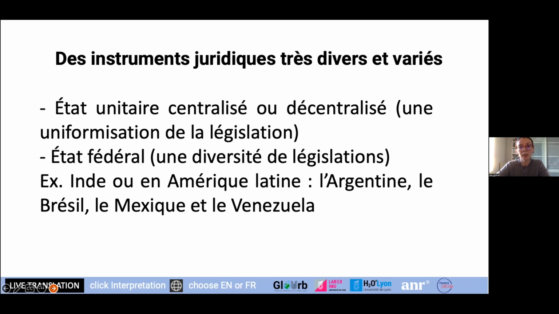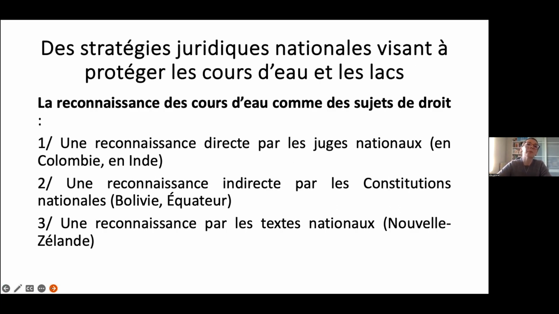But in the case of a federal state, for example, India or Latin America, Argentina, Brazil, Mexico, and Venezuela, there things become a little bit more complicated because we've got federal legislation, but also you have legislation of the federated state. And in terms of authorities and the split of authorities, you can have conflicts and different problems arising. After that, we can talk about national legal strategies aiming to protect watercourses and lakes.